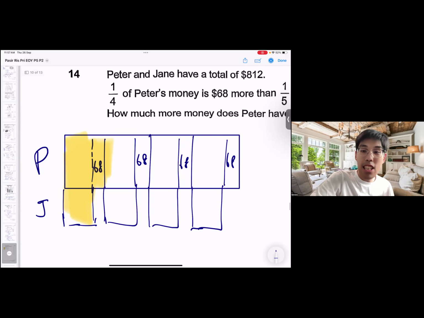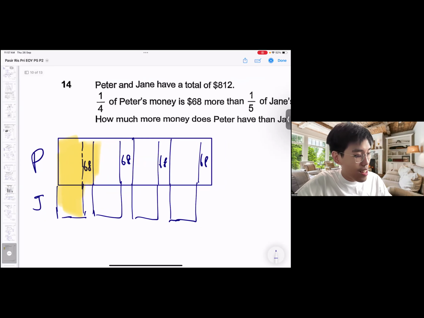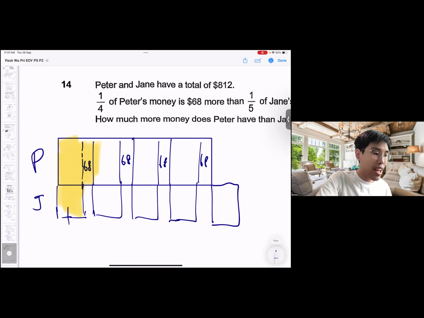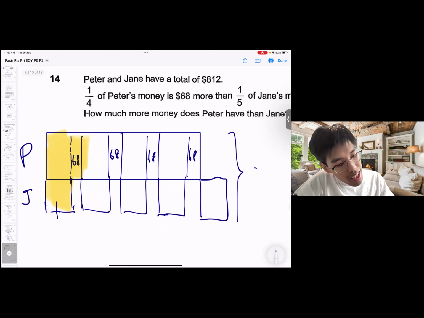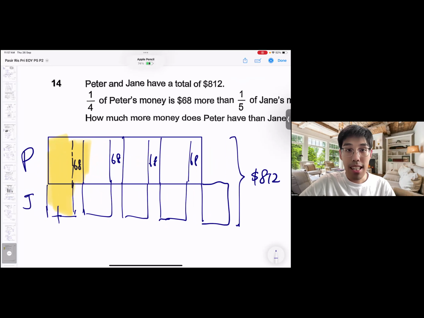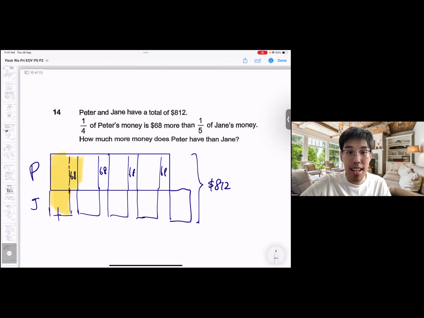Now, the thing is that I need to draw 1 more unit for Jane because Jane has 5 units, because this is 1/5. So I draw another one, just a random one, like that. And the total is 812. Okay? Make sure you understand this, okay? Understand this model or what's going on, then we'll continue.